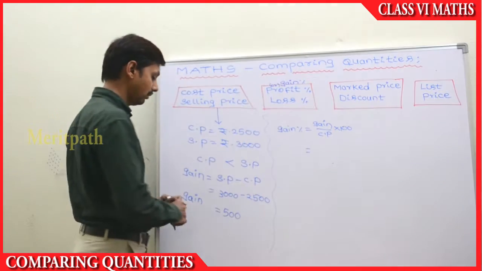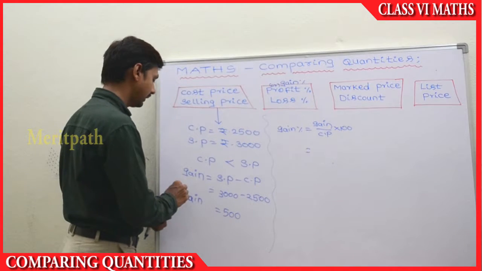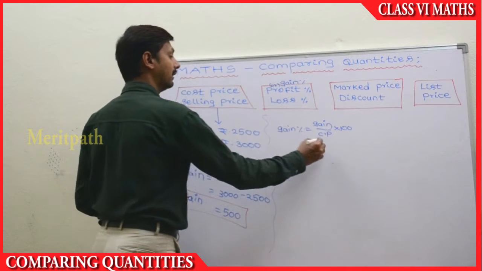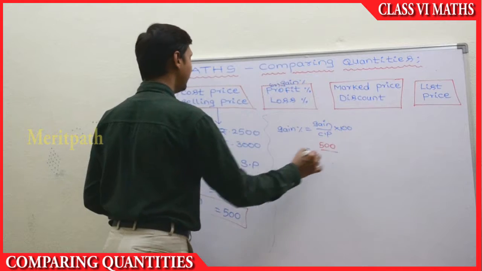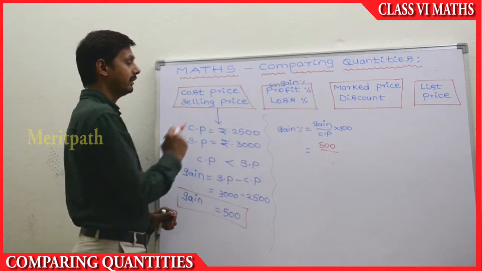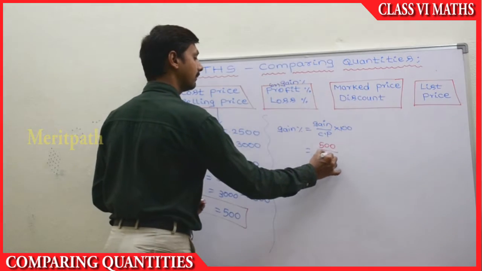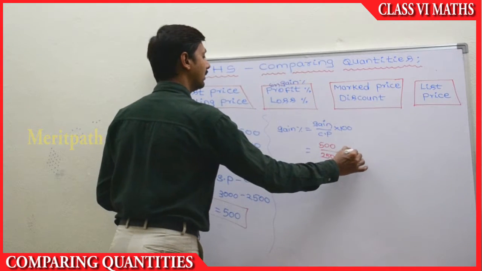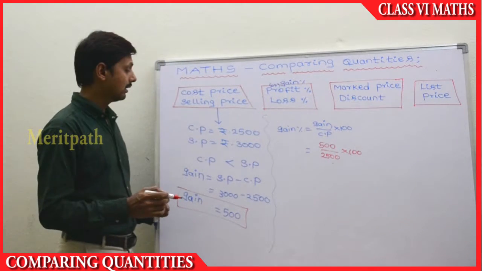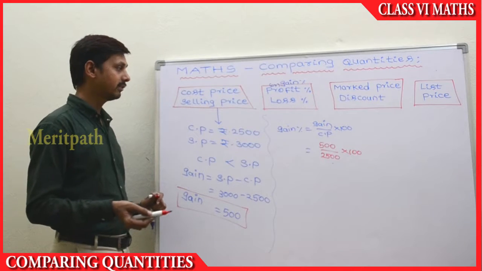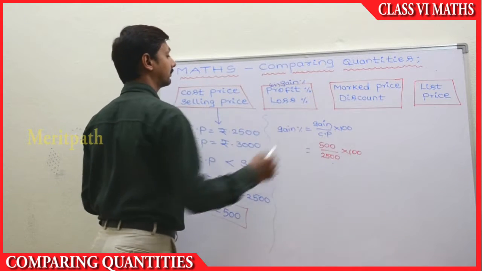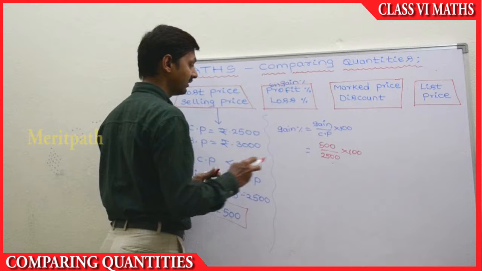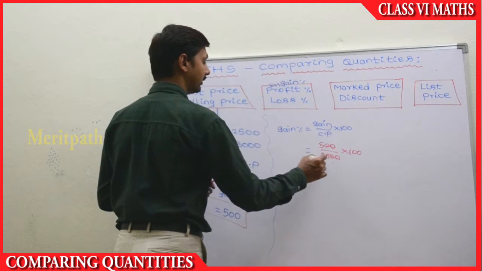Gain is 500 rupees, divided by the cost price, which is 2,500 rupees, into 100. We take 100 here because it comes from the percentage. So let's do the cancellation. Two zeros will be cancelled.